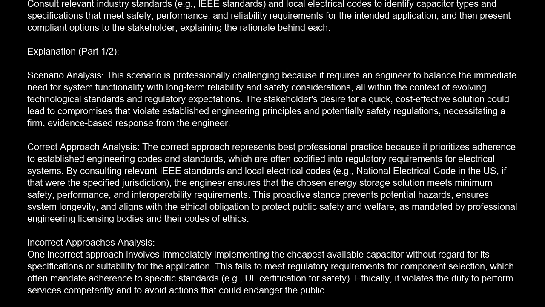Incorrect approaches analysis. One incorrect approach involves immediately implementing the cheapest available capacitor without regard for its specifications or suitability for the application. This fails to meet regulatory requirements for component selection, which often mandate adherence to specific standards, e.g., UL certification for safety. Ethically, it violates the duty to perform services competently and to avoid actions that could endanger the public.